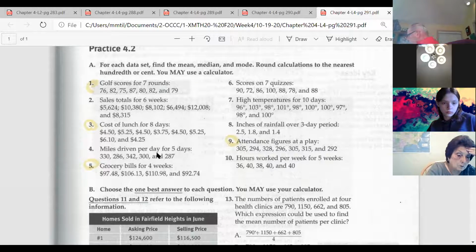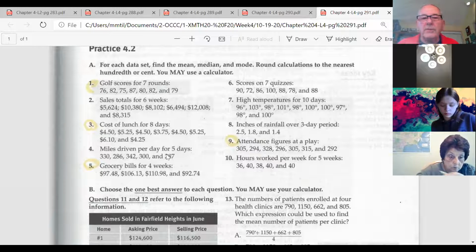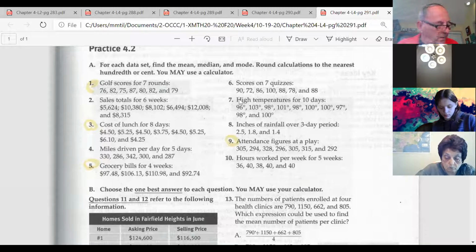It's just working with the data sets with whatever data you've got. Let's do a simple one here. 72, 86, 100. I'm looking at number 6, 78 and 88. Okay, so I'm going to look at number 6 and we're going to do it together, okay? What's the first thing we have to do?